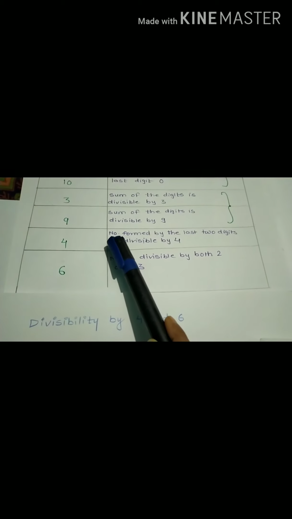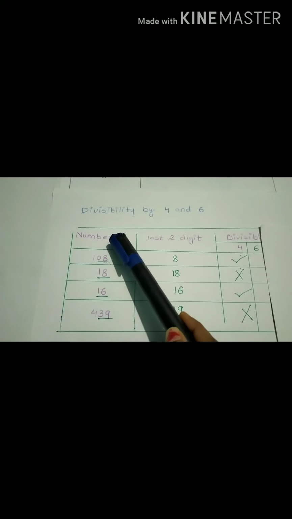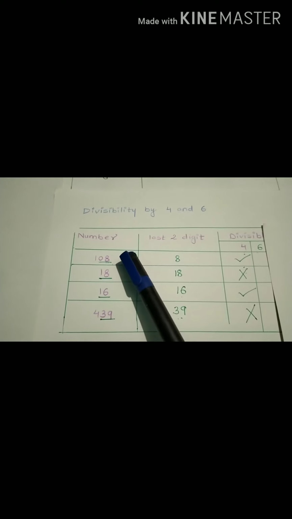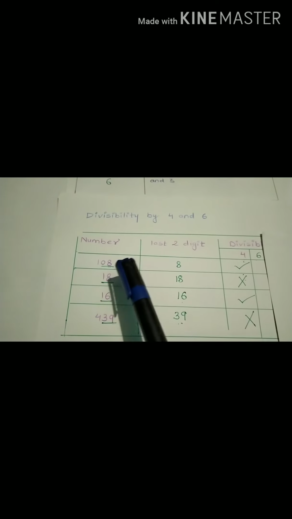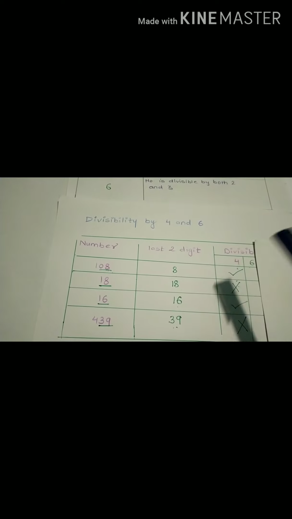A number is divisible by 4 if the number formed by the last two digits is divisible by 4. How? Let us see one example. The given number is 108. We have to check divisibility by 4. So how to check? The last two digit number, that is 0 and 8. If that number is divisible by 4, then the whole number is divisible by 4. So last two digit is 8, that is 08. 8 is present in the table of 4, it means it is divisible by 4.